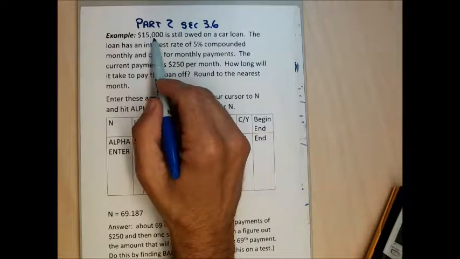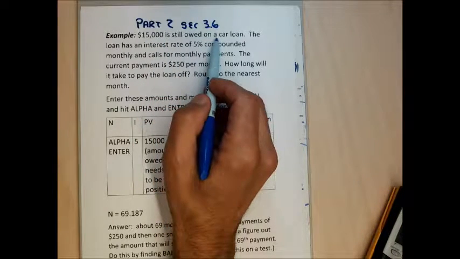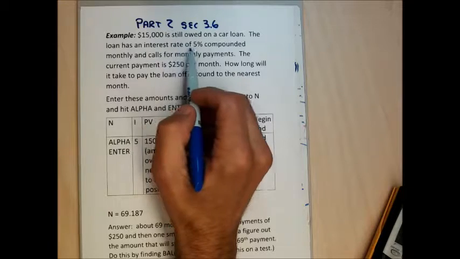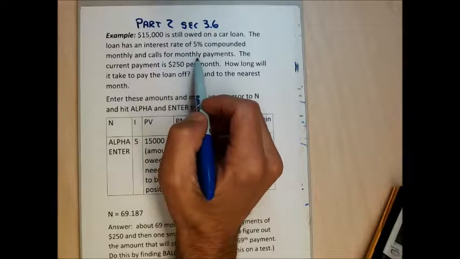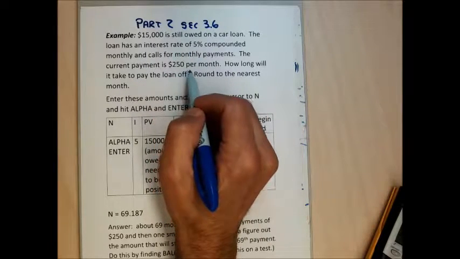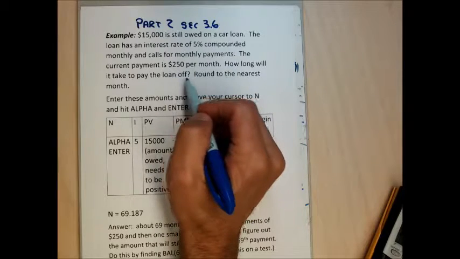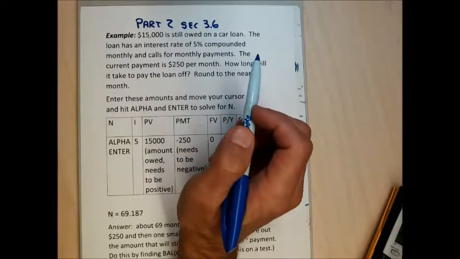So $15,000 is still owed on a car loan. The loan has an interest rate of 5% compounded monthly, calls for monthly payments. The current payment is $250 per month. How long will it take to pay the loan off? How would I do this?